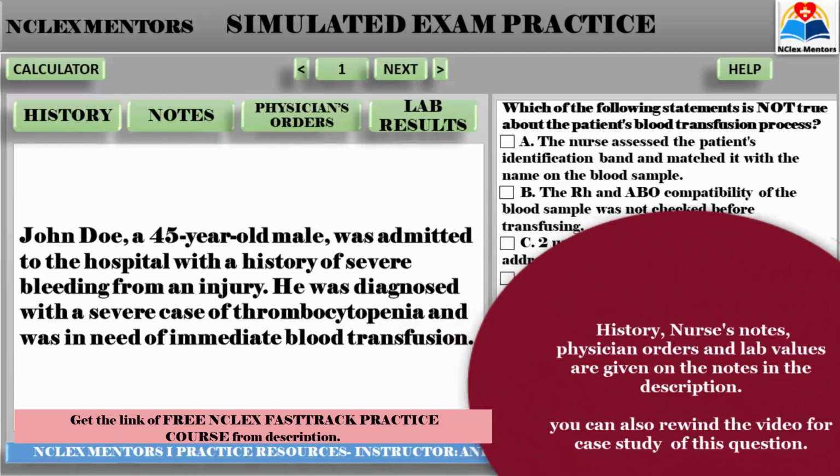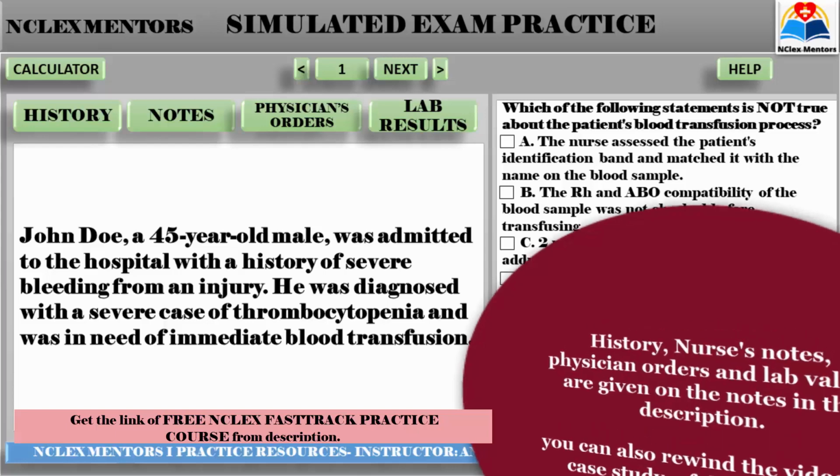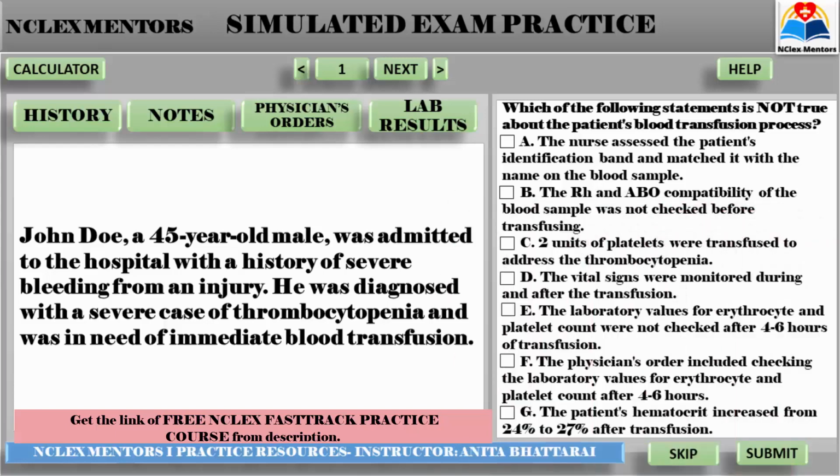Let's see another question based on the same case study. Which of the following statements is not true about the patient's blood transfusion process? A. The nurse assessed the patient's identification band and matched it with the name on the blood sample. B. The Rh and ABO compatibility of the blood sample was not checked before transfusing.